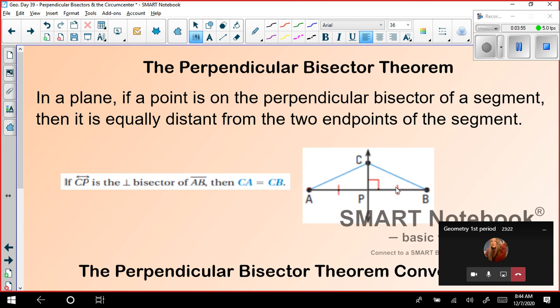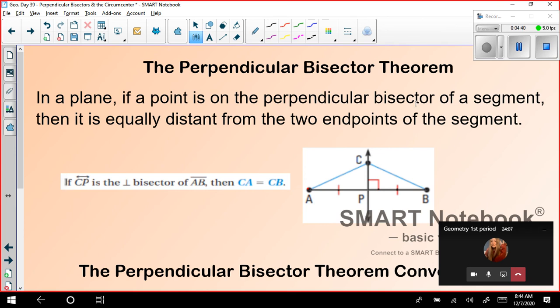So I have the segment AB and this particular point C, which is on the perpendicular bisector, then it's going to be equally distant. That is, CA will be equal to CB. They have said that if CP is the perpendicular bisector of AB, then CA equals CB will be true, and also AP will be equal to PB. That will also be true. In a plane, if a point is on the perpendicular bisector of a segment, then it is equally distant from the two endpoints of the segment.